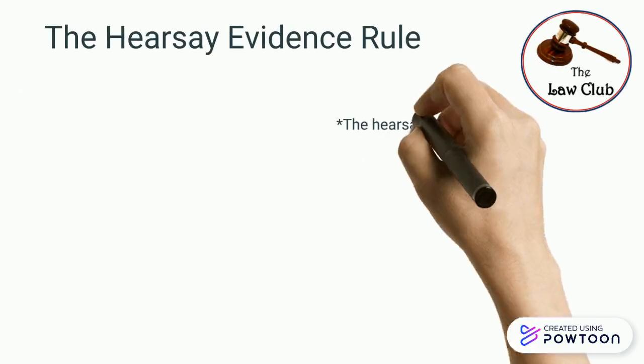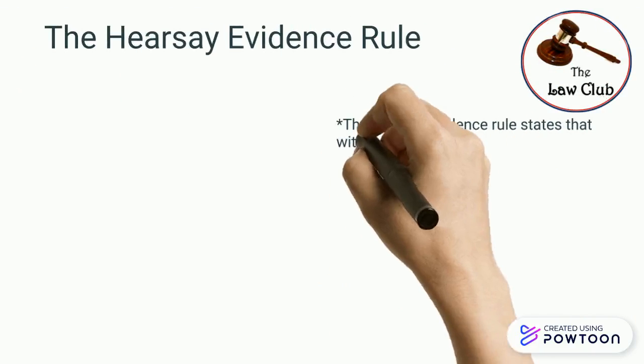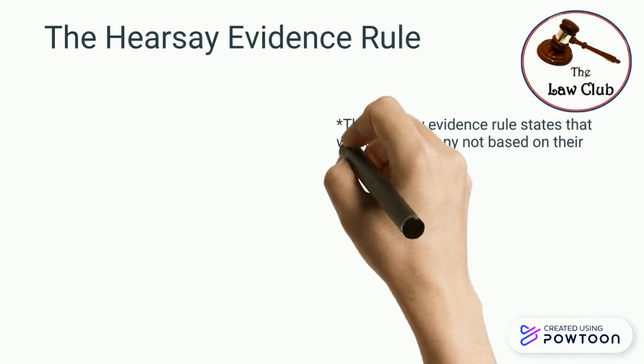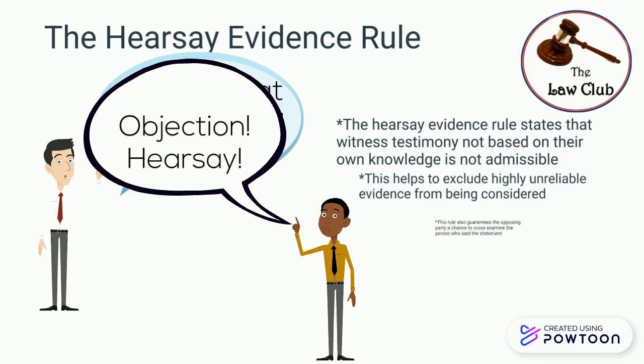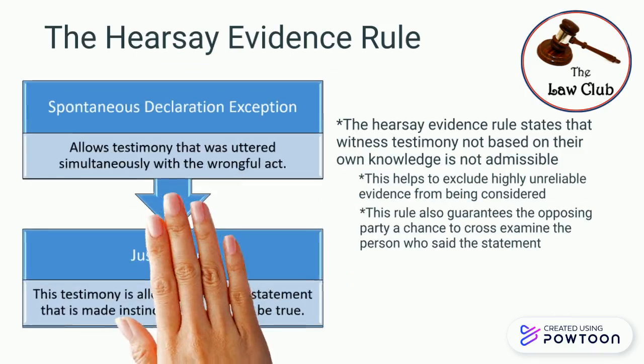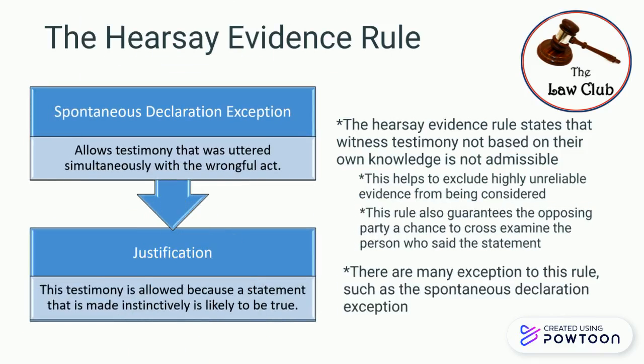The hearsay evidence rule states that witness testimony not based on their own knowledge is not admissible. This helps to exclude highly unreliable evidence from being considered. This rule also guarantees the opposing party a chance to cross-examine the person who said the statement. There are many exceptions to the rule, such as the spontaneous declaration exception.